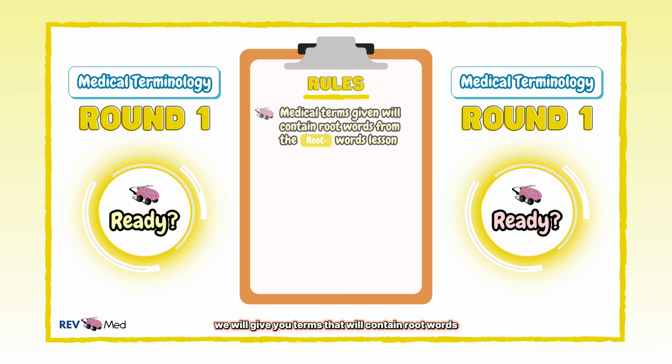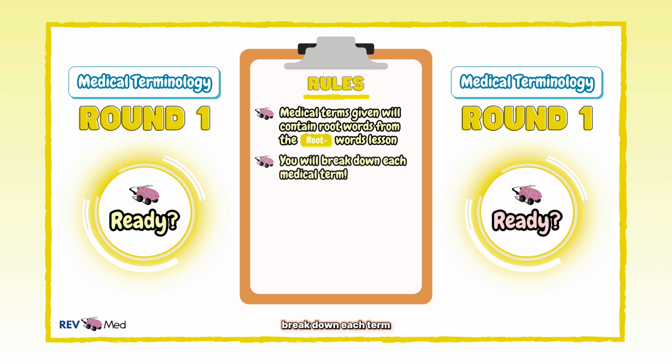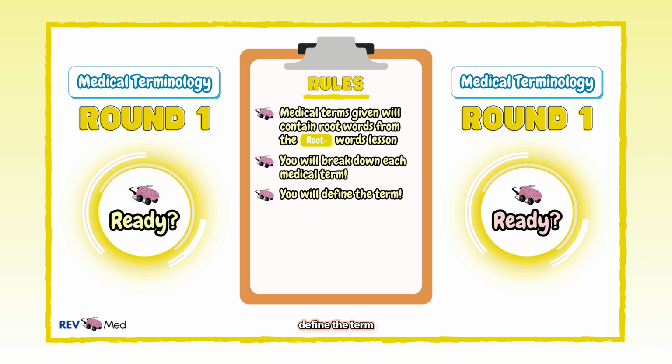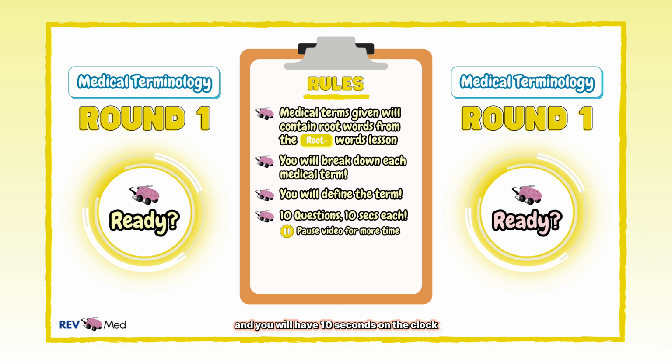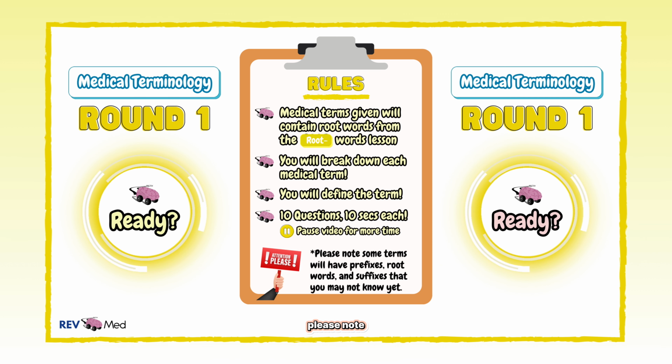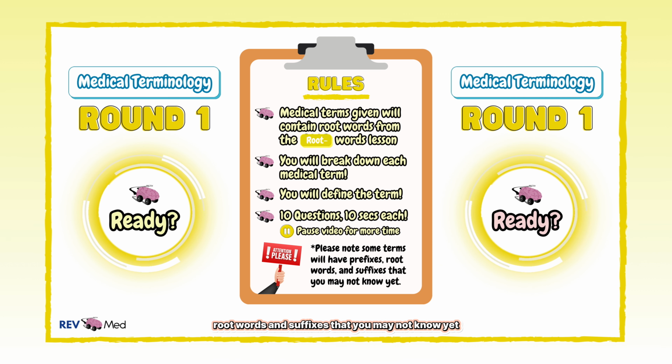Here are the rules. We will give you terms that will contain root words from our root words lesson. Break down each term with the prefixes and the root words that you know. Define the term. There will be 10 questions and you will have 10 seconds on the clock for each question. You can pause for more time. Please note, some terms will have prefixes, root words, and suffixes that you may not know yet. We'll get to those soon, but for now, make yourself aware and challenge yourself with these questions.